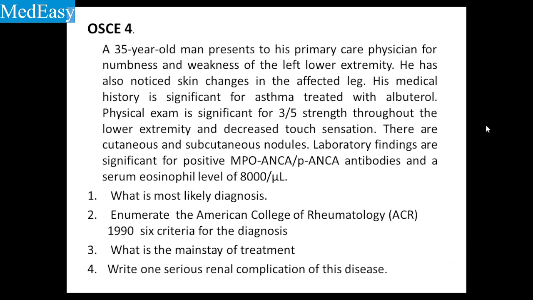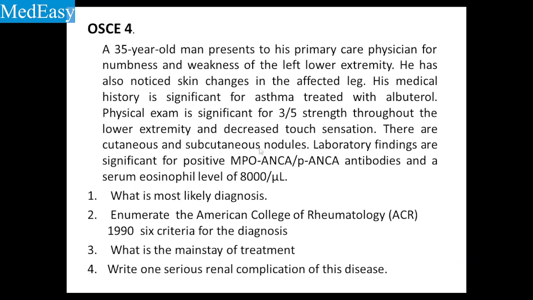Coming to question 4, it is a clinical scenario: a 35-year-old man presented to his primary care physician with numbness and weakness in the left lower extremity. He has also noticed skin changes in the affected leg. His medical history is significant for asthma treated with albuterol. Physical examination is significant for 3/5 strength throughout the lower extremity and decreased touch sensation.